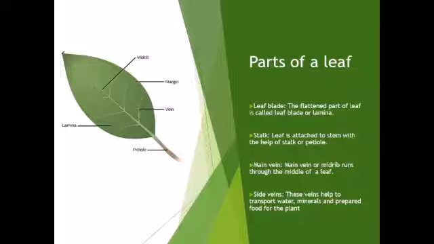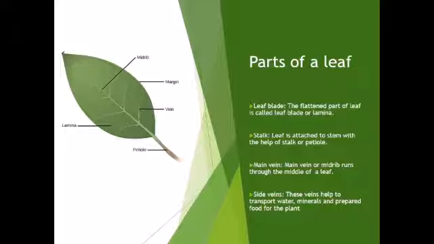Now here we will discuss parts of a leaf. First one is leaf plate. Leaf plate is the flat part of the leaf and it is also known as lamina. And then next is stalk. Stalk is also known as petiole and it is the part with which the leaf is attached to the stem. So we can say the leaf is attached to the stem with the help of stalk or petiole.